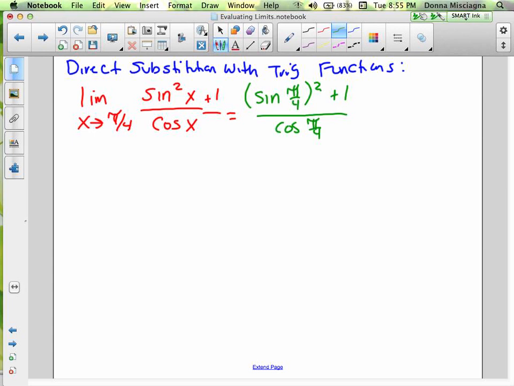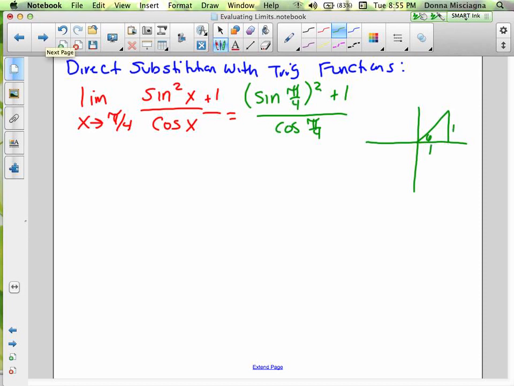Now let's draw a reference angle. Pi fourths is in the first quadrant. That's going to split that quadrant in half, because pi fourths is the same as 45 degrees. It's our 45, 45, 90 right triangle. And so here's our angle. Opposite is going to be 1.